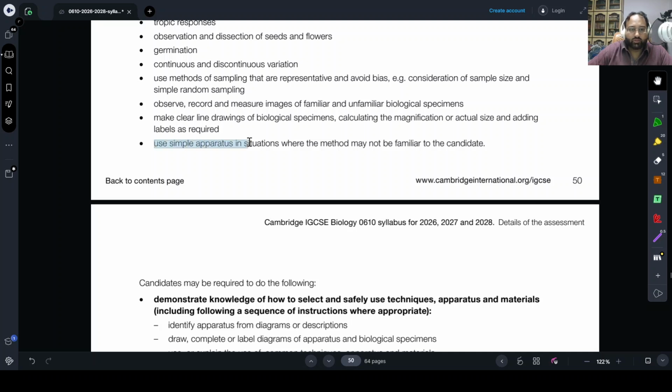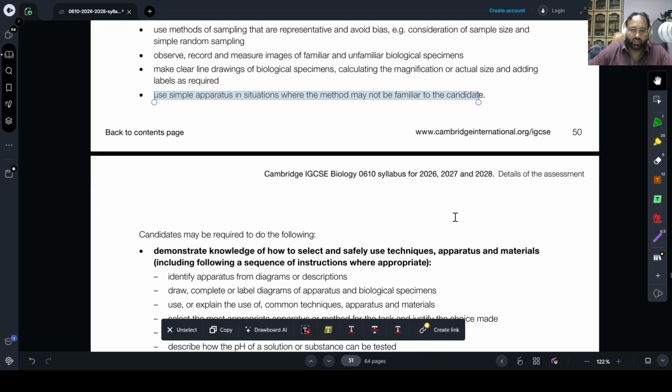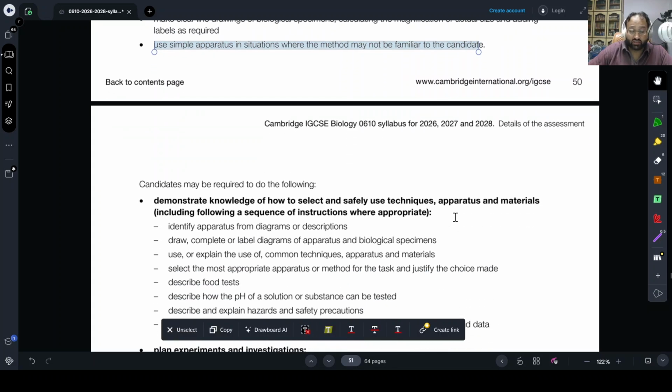So use simple apparatus in situations where the method may not be familiar to the candidate. Like, okay, fine, this is the situation. I haven't done this in class, but I'm familiar with the concept. So what can I do?